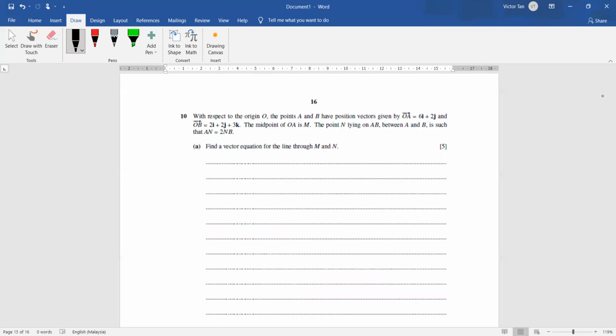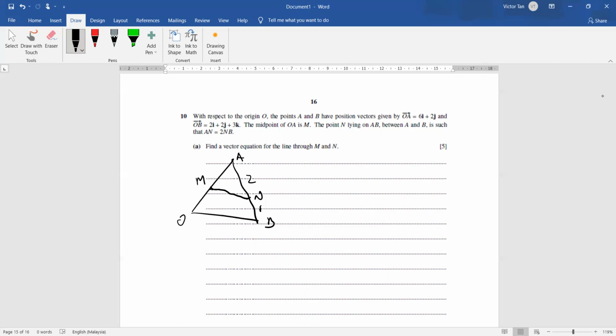So I'm going to make a simple drawing. O, A, B. Midpoint of OA is M. Point N on AB, AN equals 2NB. Ratio is 2 to 1. Find a vector equation of the line through M and N. So you've got to find the position vectors of M and N.